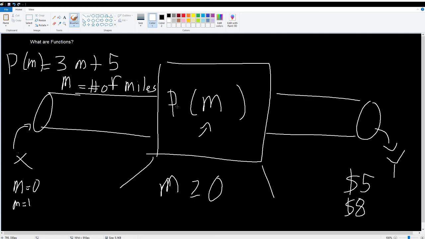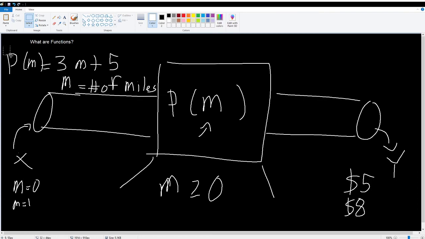And one important thing you do want to know is that every input should only have one output. In other words, if I work five hours, I shouldn't be getting two different pays. I shouldn't be getting $10 and $5. That's not a function, okay?